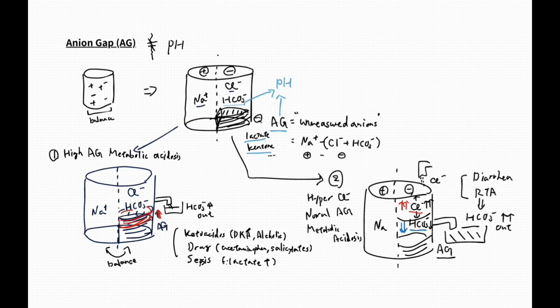To summarize, the anion gap reflects unmeasured anions. pH is influenced by bicarbonate and anion gap related acids. Metabolic acidosis occurs through increased anion gap or decreased bicarbonate with compensatory chloride rise. Understanding these two mechanisms makes the whole picture of acid-base balance much clearer. Now you can reproduce the anion gap and pH by yourself.